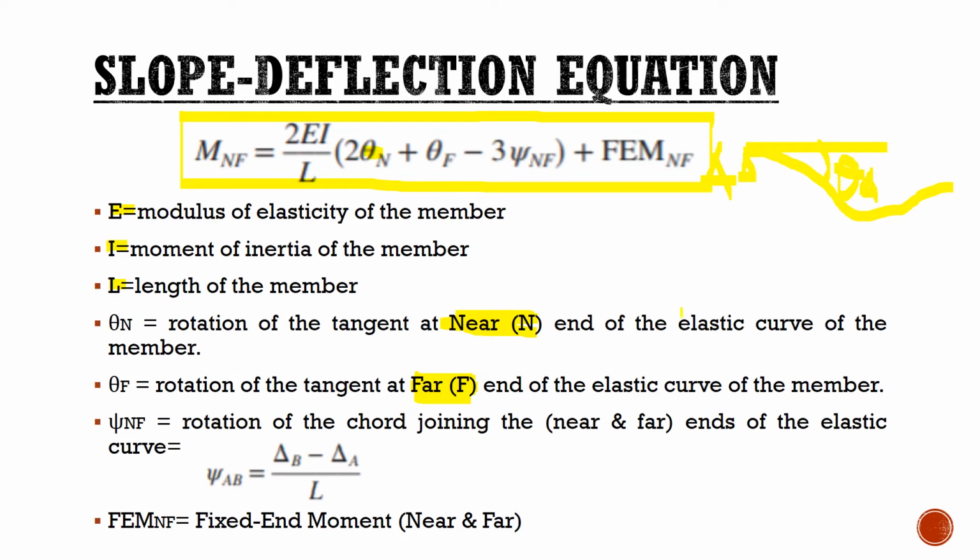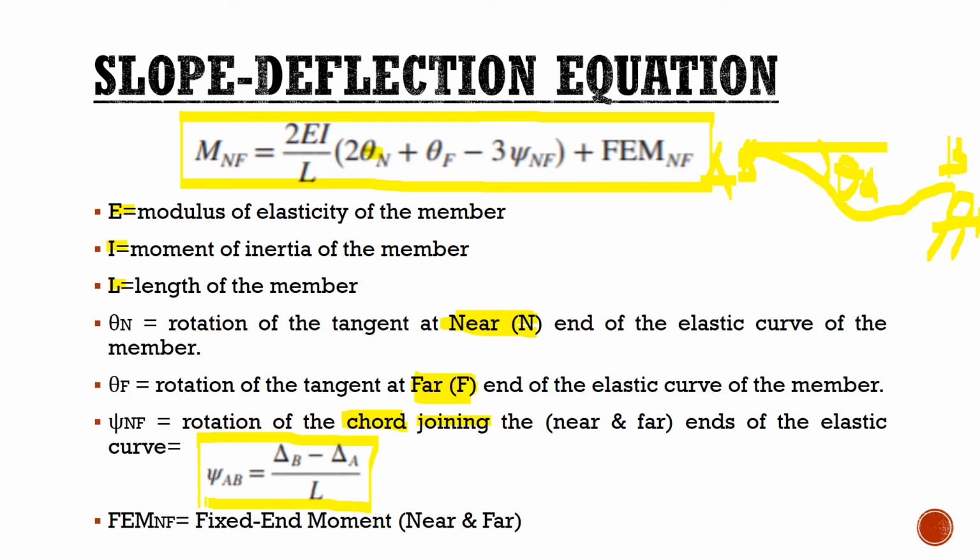Okay, so that is the rotation of the tangent on the near end of the elastic curve of the member. Then minus 3 psi NF, which is the rotation of the chord joining the near and far ends of the elastic curve. The chord is created by joining the near end and the far end. Here the far end is B. So this is the equation for psi AB.